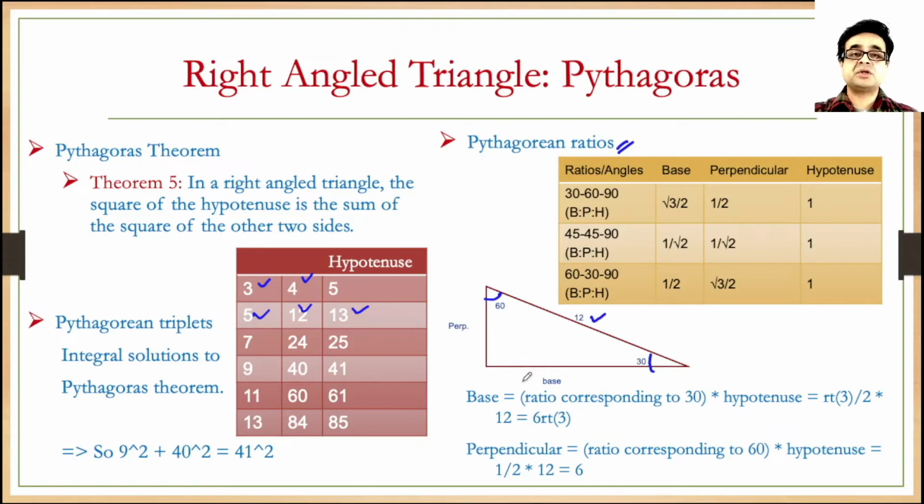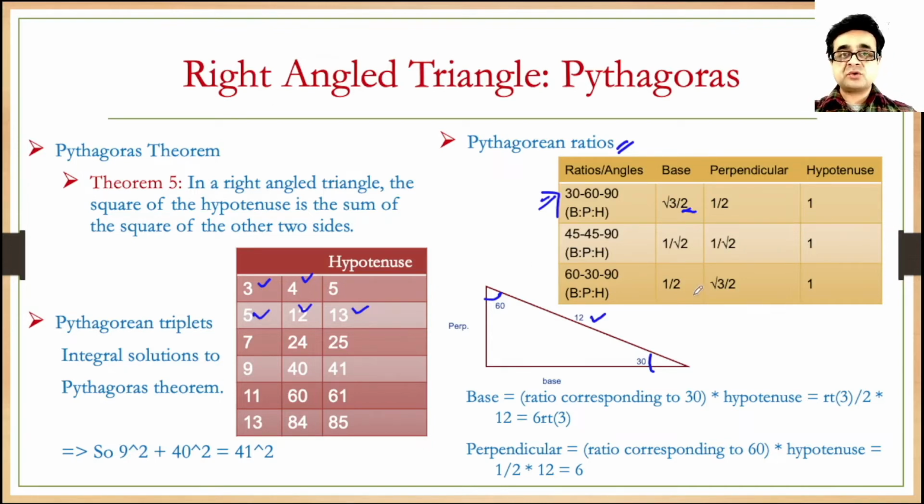However, using Pythagorean ratios, and Pythagorean ratios are part of the GMAT scope, you can easily first identify which kind of triangle it is. So I have a 30-degree angle corresponding to the base, so it was this triangle, and when this is applied, the base is nothing but √3/2 multiplied by the hypotenuse, which means that the base will be 6√3. Similarly, we can quickly find the perpendicular. So I highly recommend that you remember these Pythagorean ratios. If you write them down a couple of times, then it is easy.